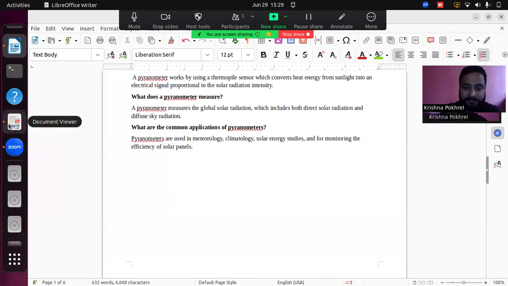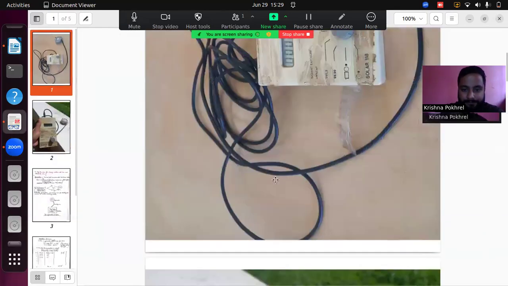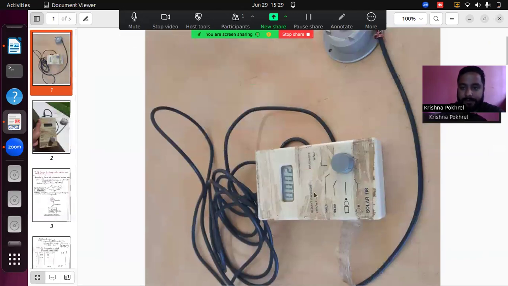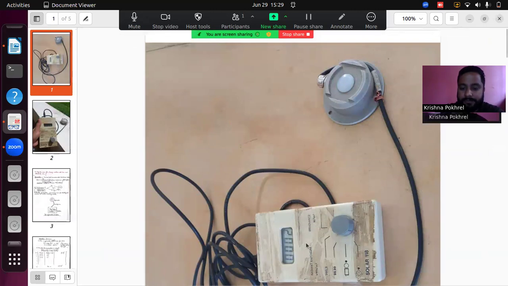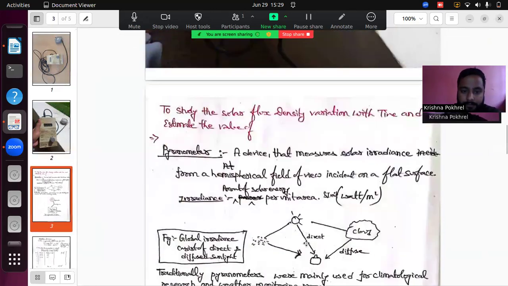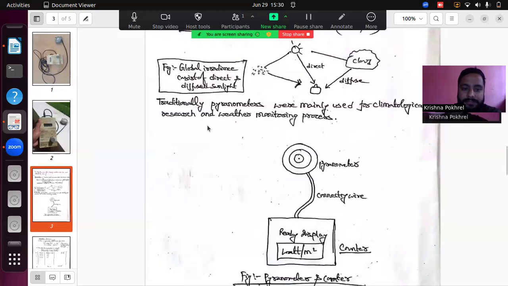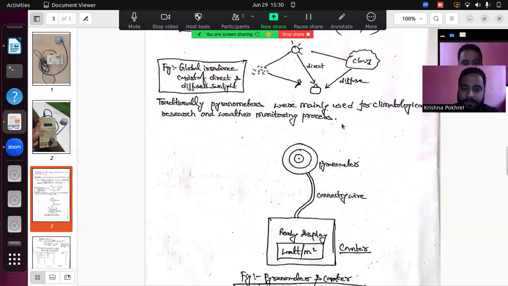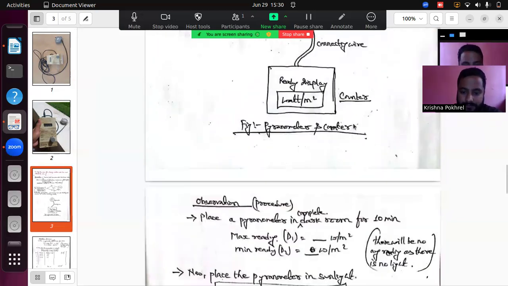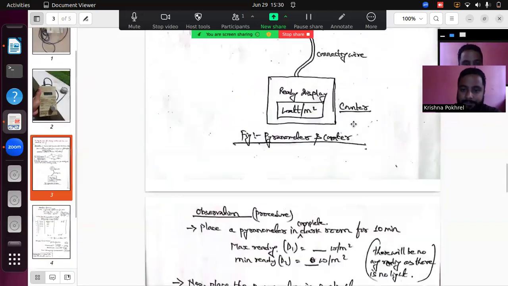Now I'd like to move to the experiment, how to do this experiment. This is a pyranometer, and this is a counter for measuring the intensity of this device. I have explained about this. Its SI unit is watt per meter square, that means it's the measure of the amount of solar energy per unit area. Traditionally, pyranometers were mainly used for climatological research and weather monitoring, but right now they are used in several different places. We know that.